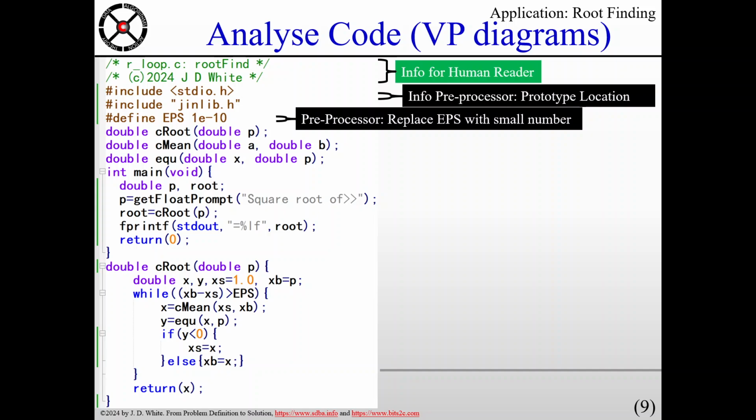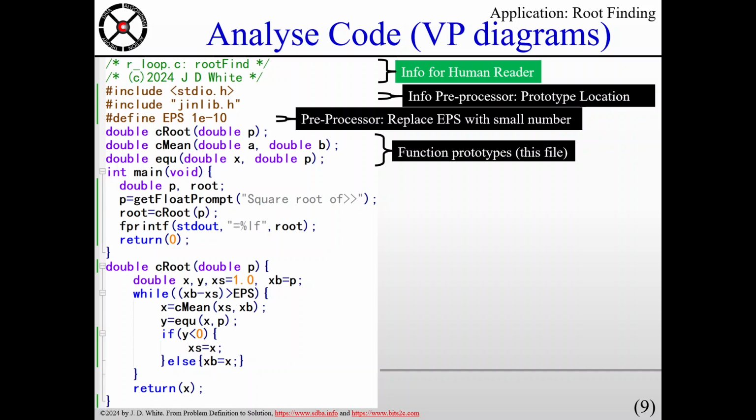Here, this is another preprocessor command. So it's before the compiler runs. It replaces EPS everywhere in your code with 1e to the minus 10. So generally in code you don't want numbers. Okay. All right. These are the key function prototypes in this file: C root, C mean, and the equation.